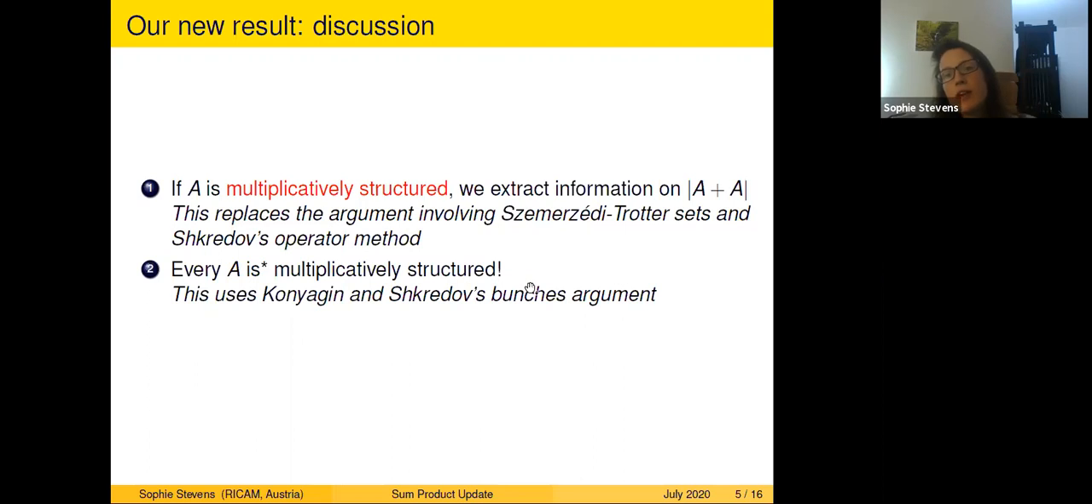All right, so the rest of this talk is going to bisect naturally into two parts. First, I'd like to talk about how I get this result: what does it mean if A is multiplicatively structured, to get some information on the sum set. And then once we've covered that, we'll talk about how to find the subset which is multiplicatively structured and why it is multiplicatively structured. So this seems like a good moment for a pause in case there are any questions.